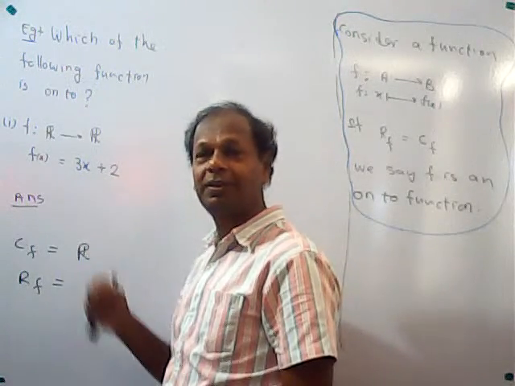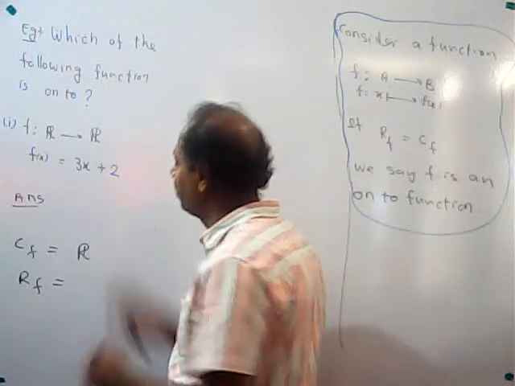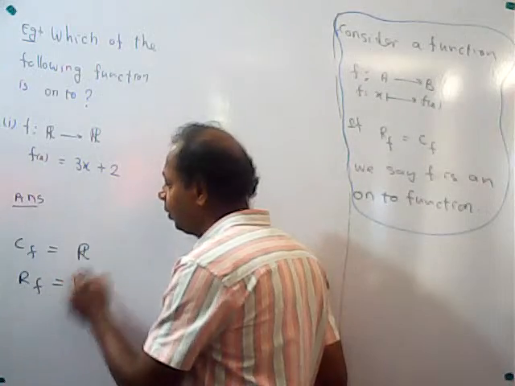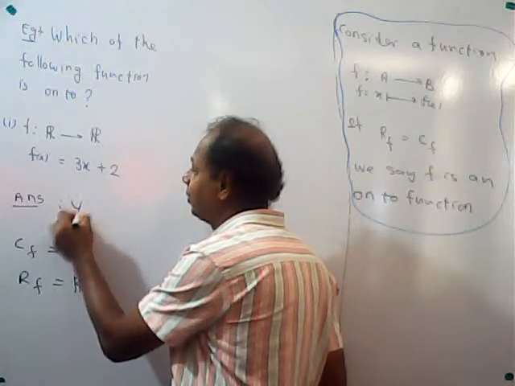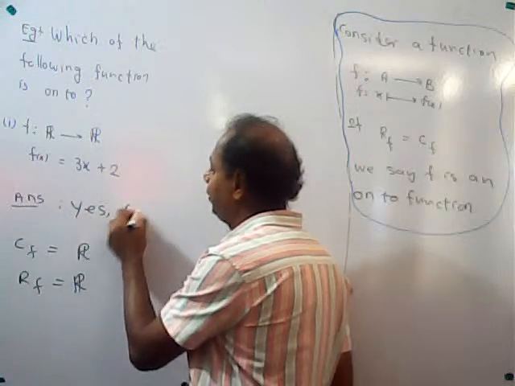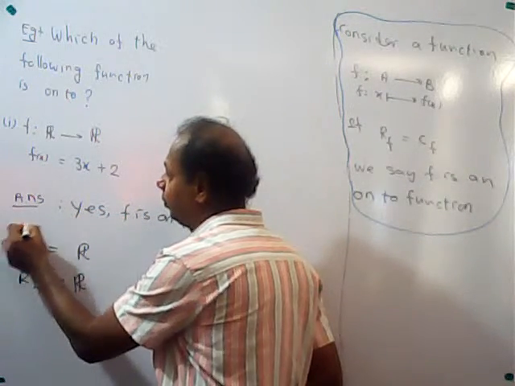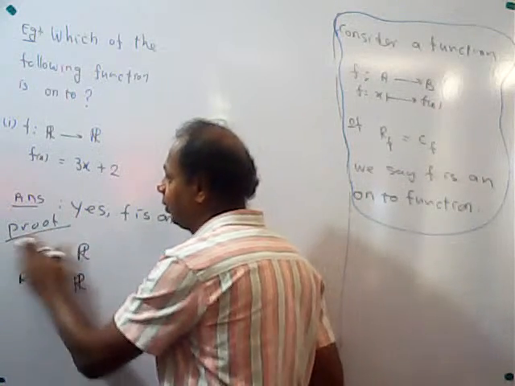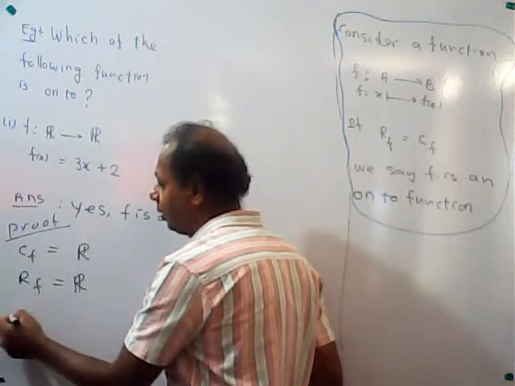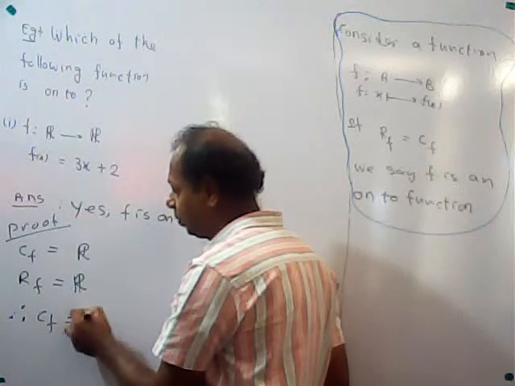To find the range, you will need them now. So the range is also R. Therefore, they are equal. So our answer, yes, f is onto. Proof: codomain is R, so is the range. Therefore, codomain is equal to the range.